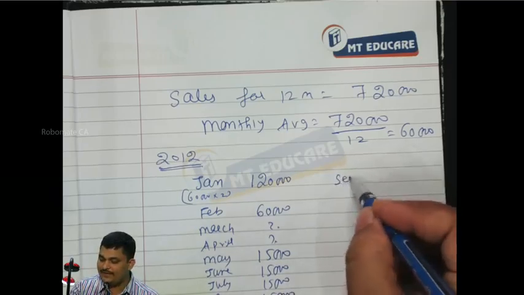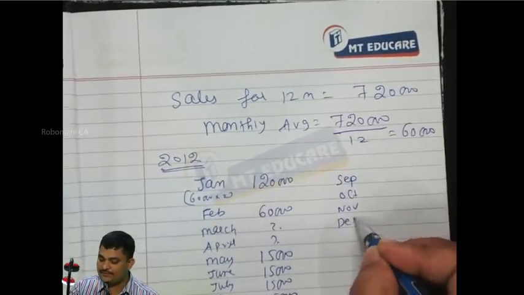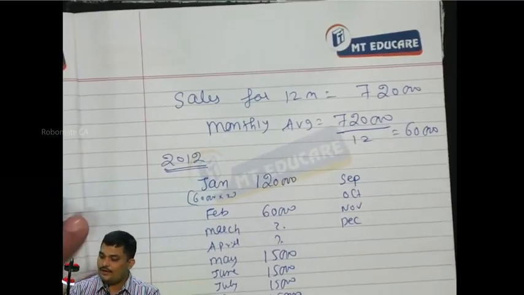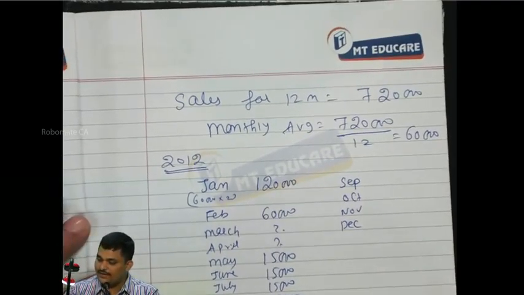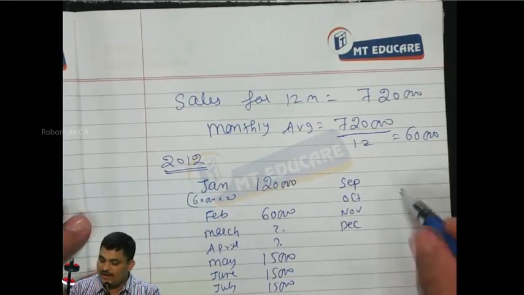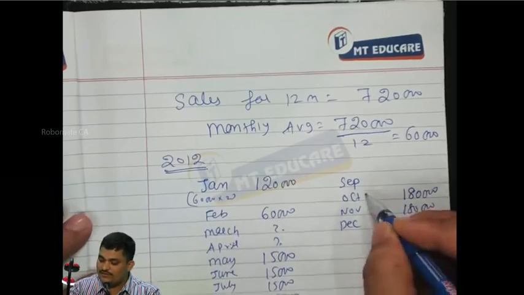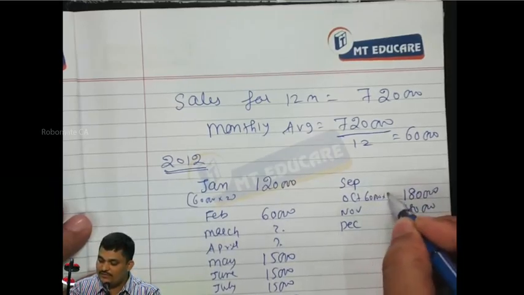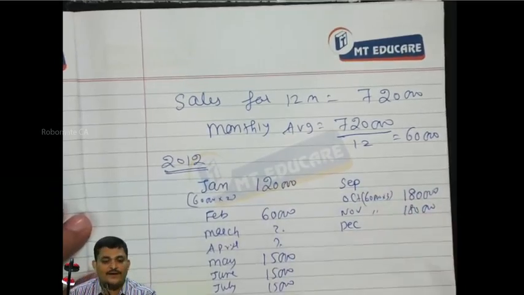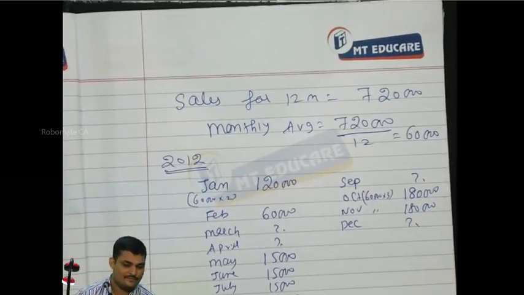Next, September, October, November, December. So we understand what is given. May to August is 1/4 given. Then sales for October and November is given as 3 times the average. How much? 60,000 into 3, 1,80,000. September, question mark; December, question mark.